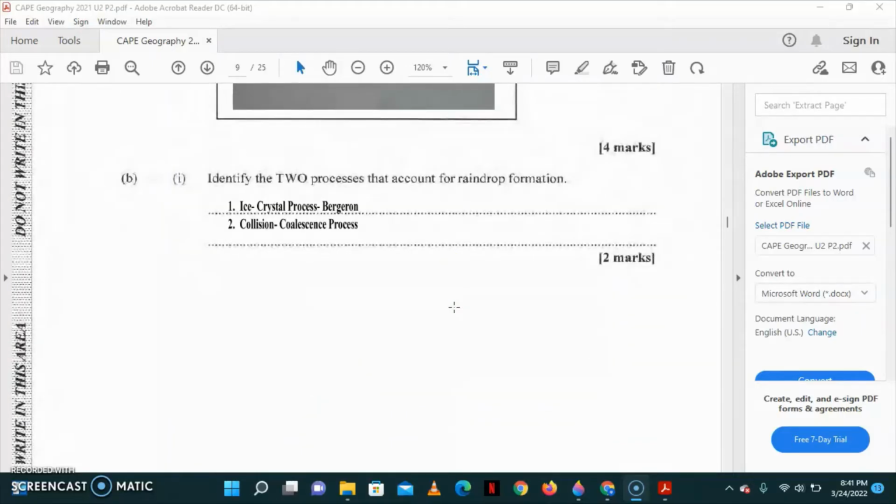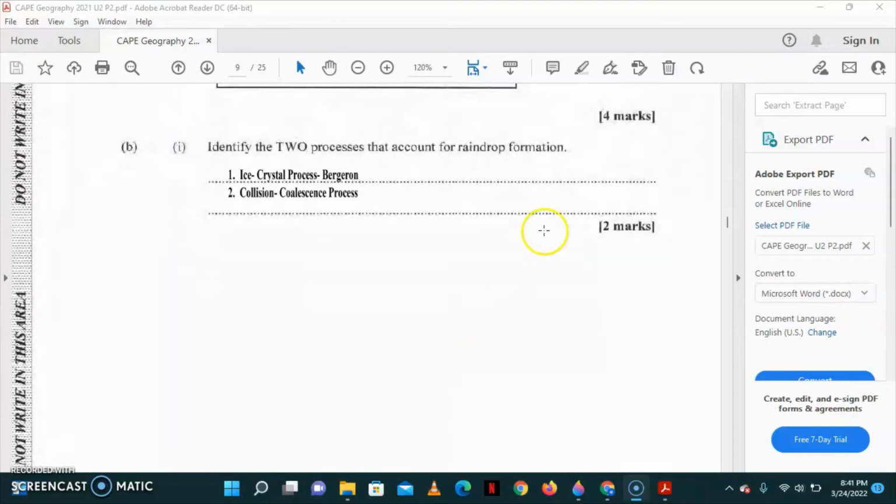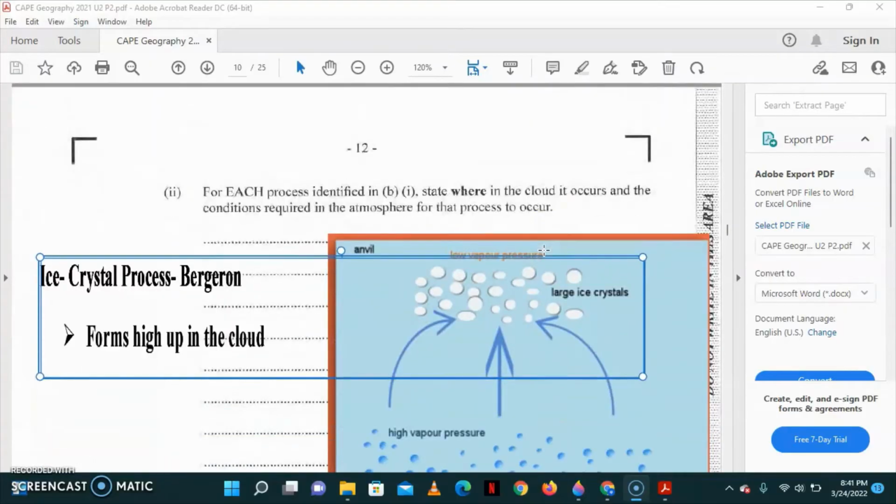Part B to the question asks that you identify the 2 processes that account for raindrop formation. Now, the 2 processes that account for raindrop formation are the ice crystal process by Bergeron and the collision-coalescence process. Once you were able to list those 2 processes, then 2 marks is yours.